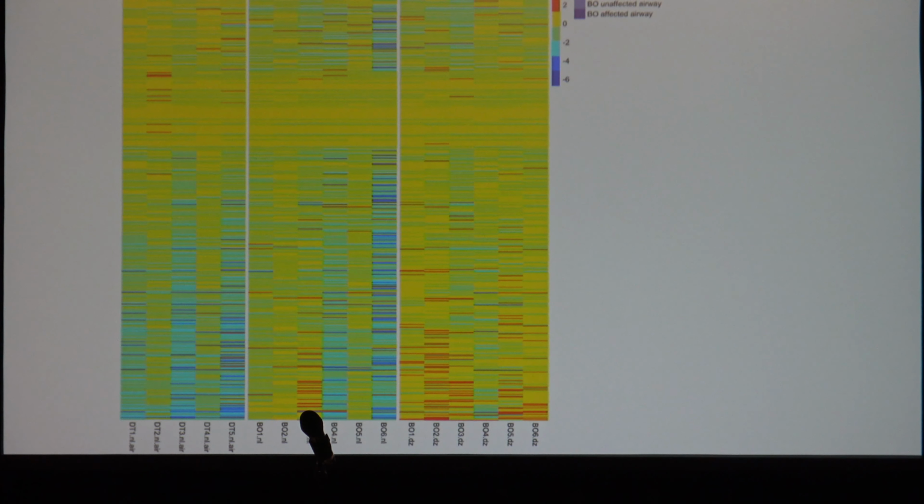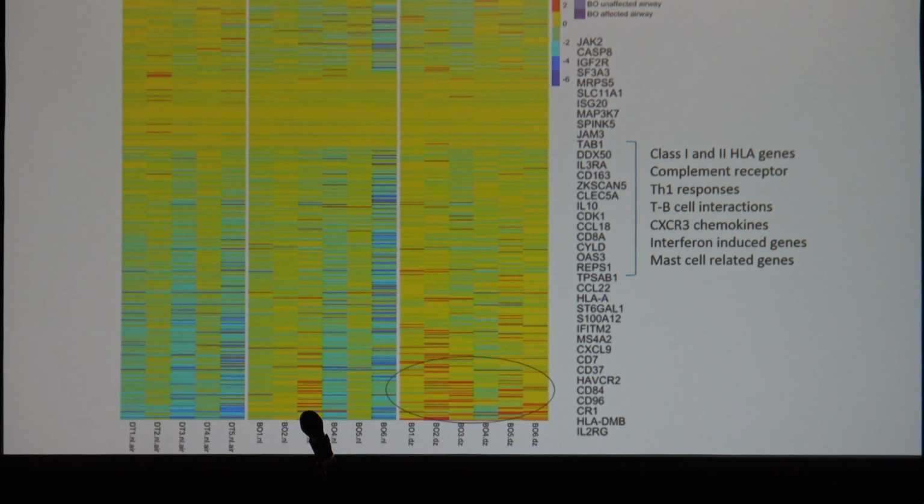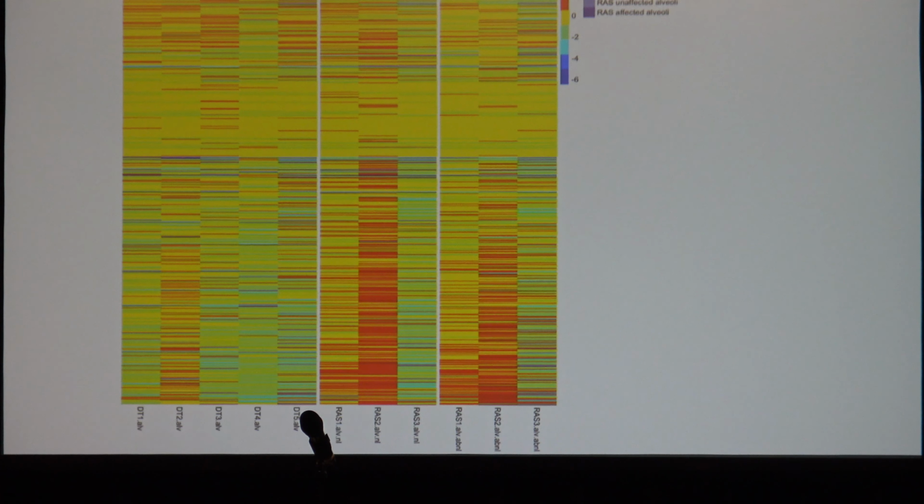But we do have some early data back. This is using the NanoString pan-cancer immune panel. The hot panel was not out yet. On the far left, you have normal airway. In the center, you have a patient with BO, and this is an unaffected airway. And on the far right, you have an airway affected by obliterative bronchiolitis. And so we are seeing different gene expressions, thankfully.